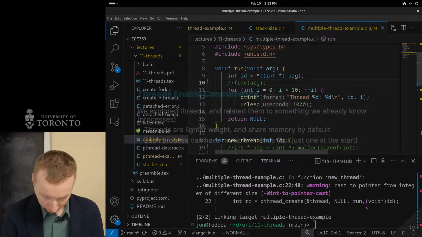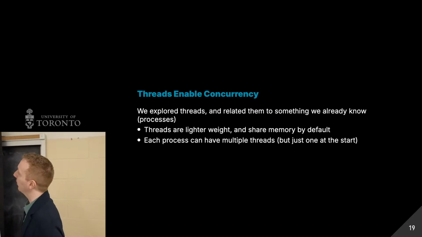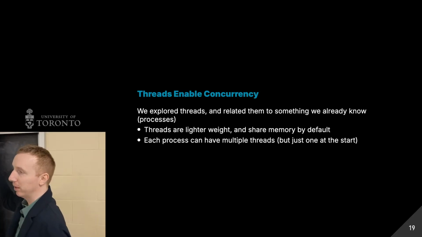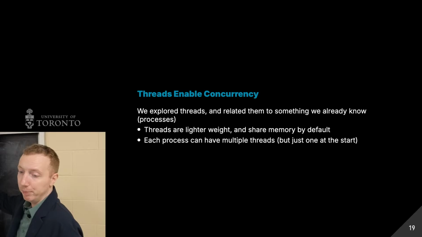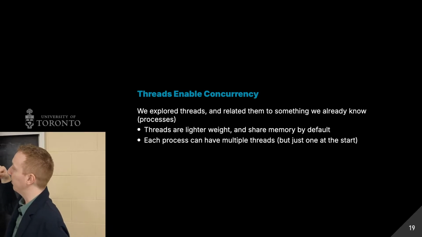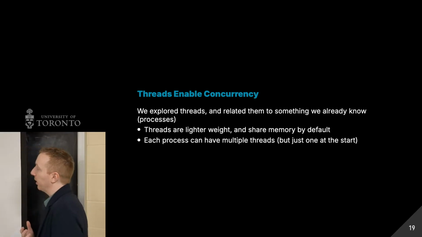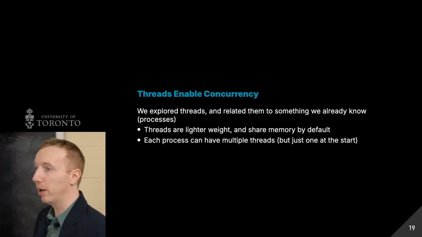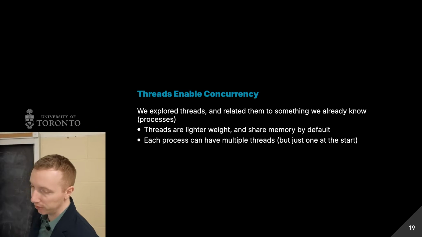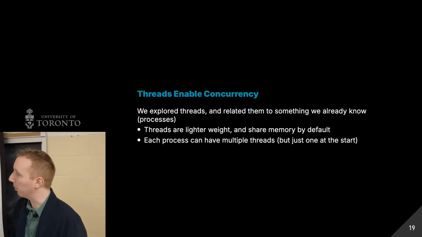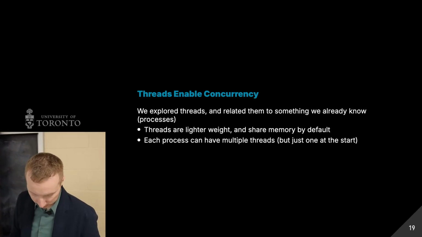All right, so threads enable concurrency. We explored threads, related them to something we already know, processes. Basically lighter weight, share memory by default, and each process can have multiple threads. Again, how I like to think of them is initially processes just have a single thread at the start, called the main thread, and we can add more to them. So let us take our 10-minute break.